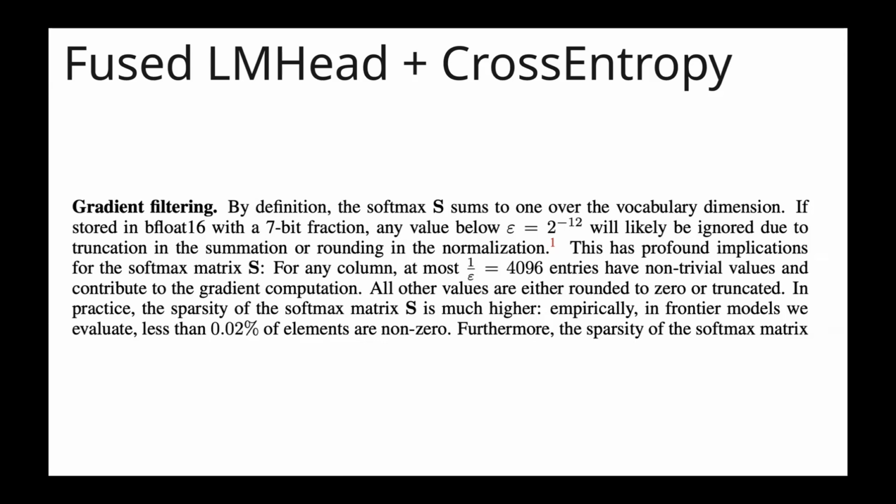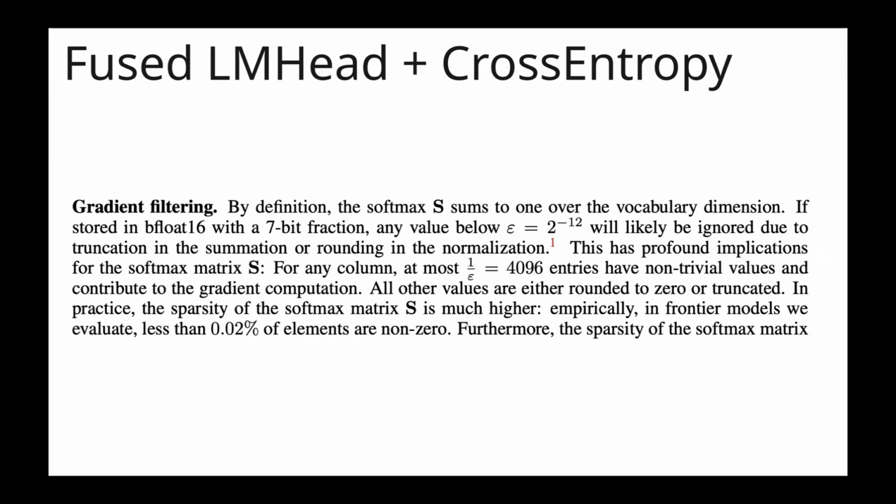Analytically, this means that for any column, at most 1 divided by this constant, 2 to the power of minus 12, or 4096 entries, have non-trivial values that contribute to the gradient computation. So all other values could be discarded, and this will not affect the computation, and they will be exactly the same if your training is in bfloat16.